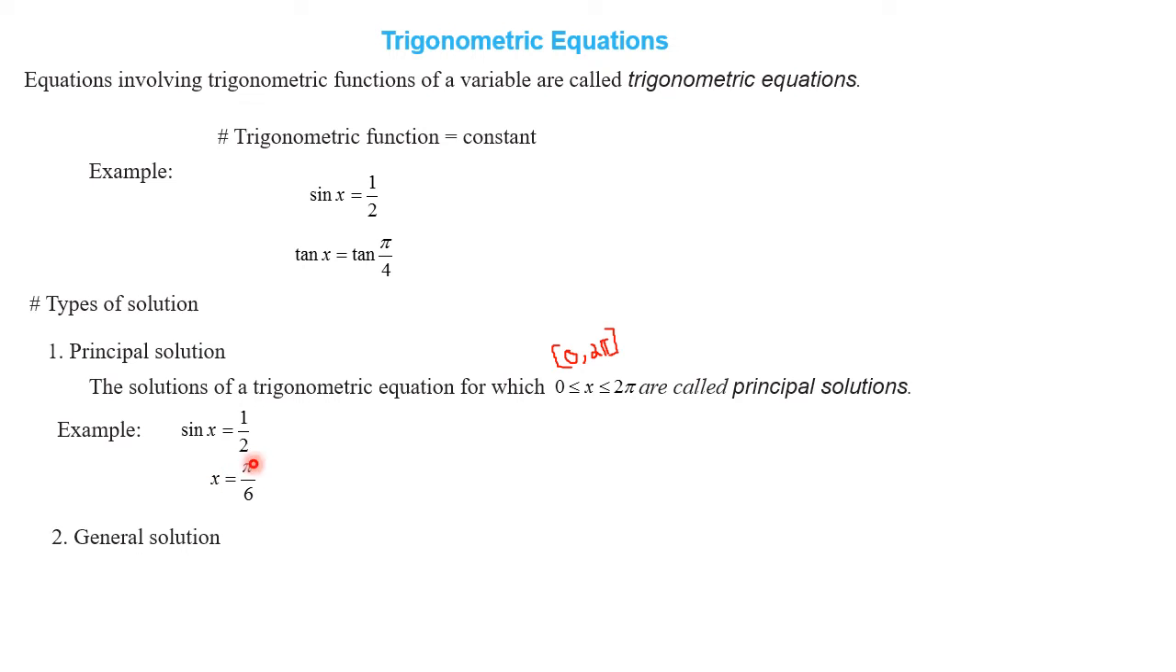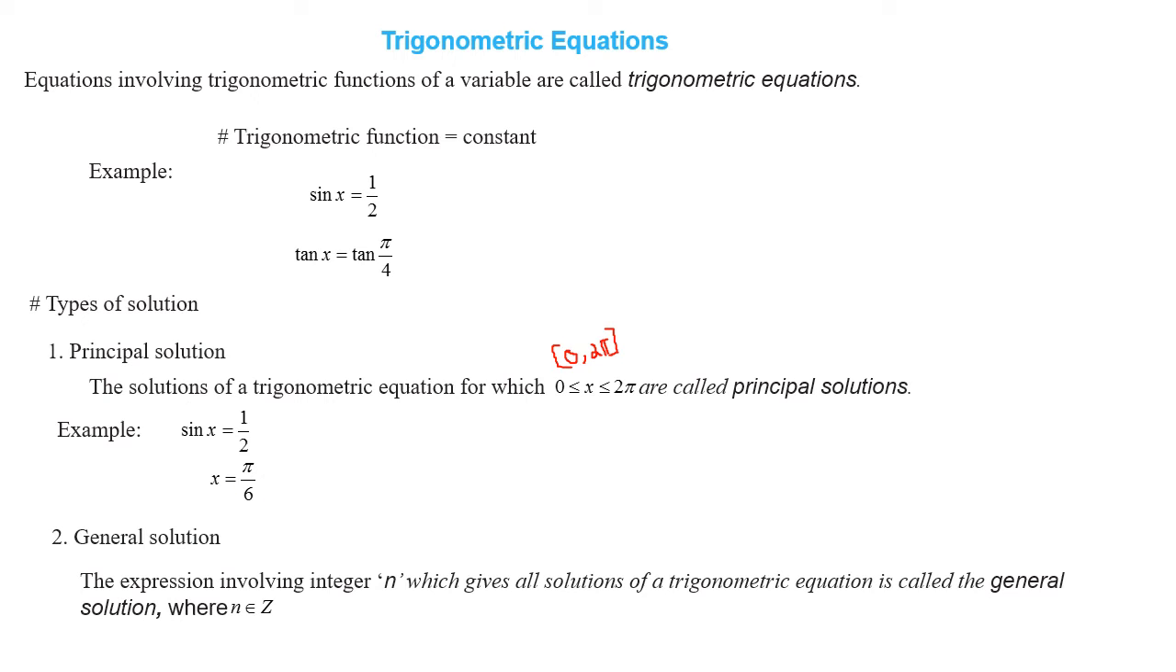Just check pi by 6. Pi by 6 means 180 by 6, that is 30 degrees. Clearly it is between 0 and 2 pi. Here 0 means 0 and 2 pi means 360. Clearly this 30 degrees is between 0 and 360. So this is a principal solution.